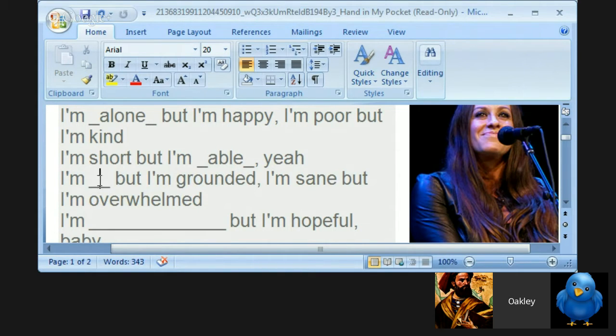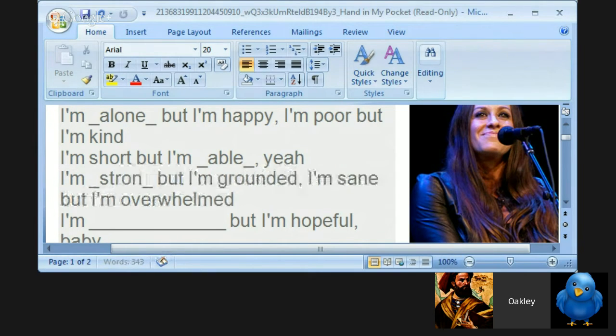Okay, so what do you think here? Again, probably an adjective. What word might fit? I'm strong, but I'm grounded. Maybe. Okay. I'm strong, but I'm grounded. But are these two words, grounded and strong, well, grounded, stable?